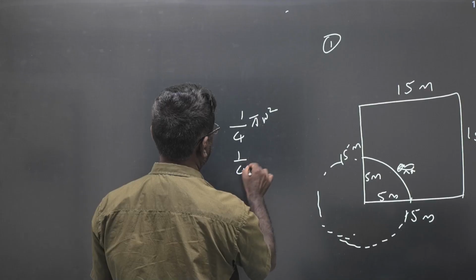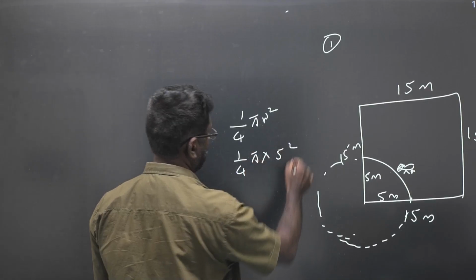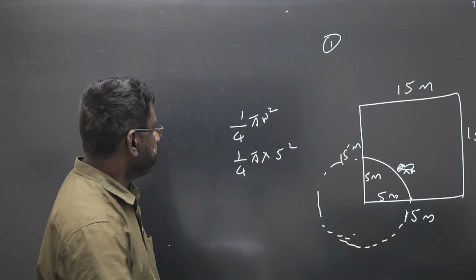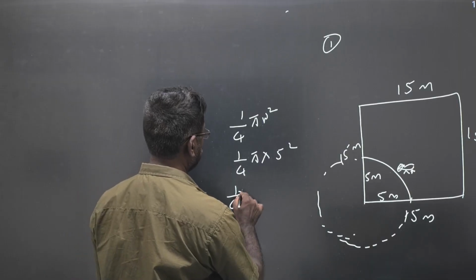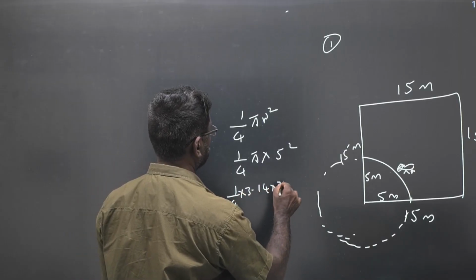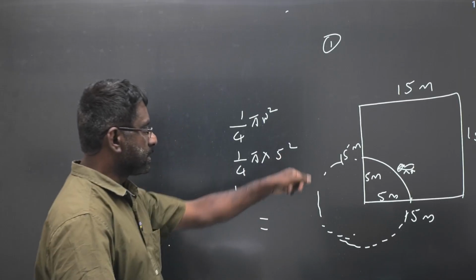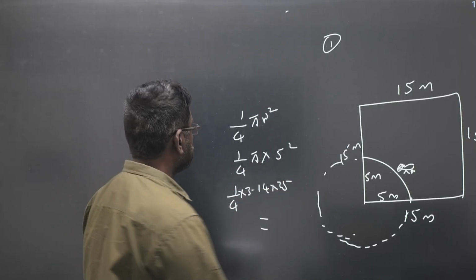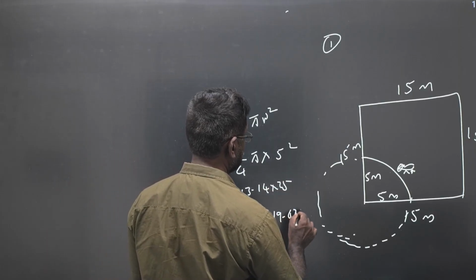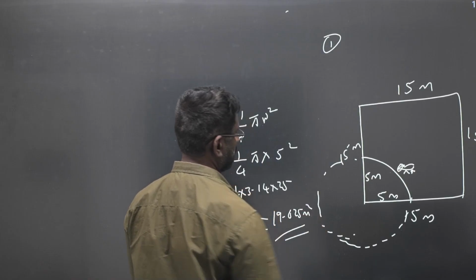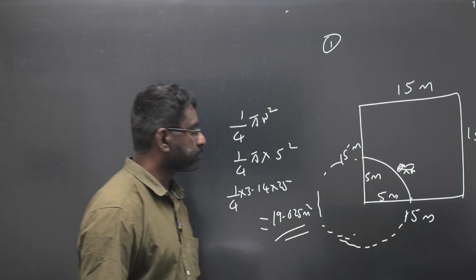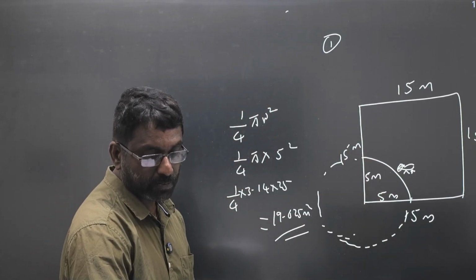What is its area? Area of this portion is one fourth of pi r square. That is one fourth of 3.14 into 25. This is the area of this sector. That is 19.625 meter square. That is the area of this part, the first part.